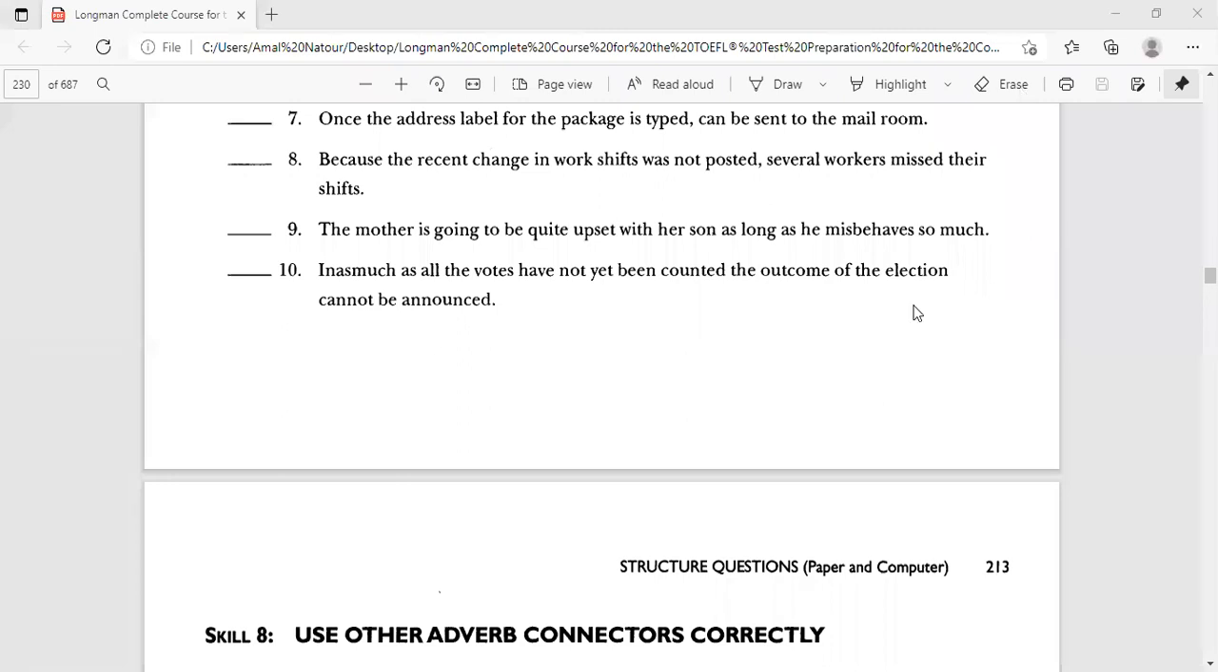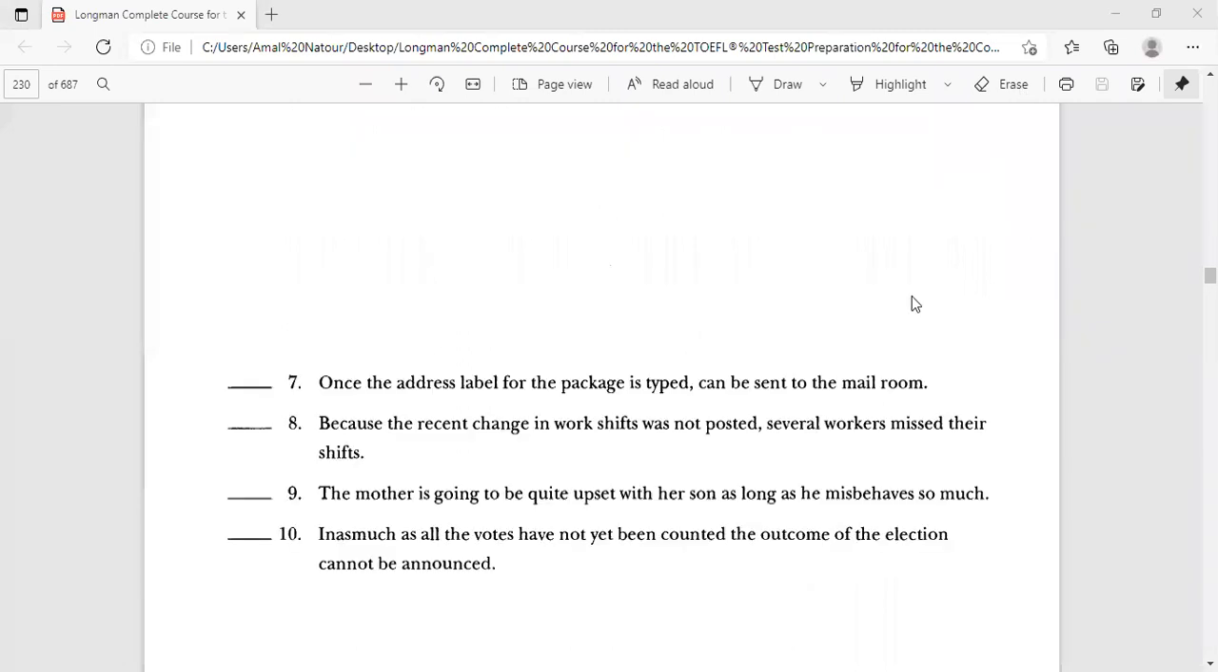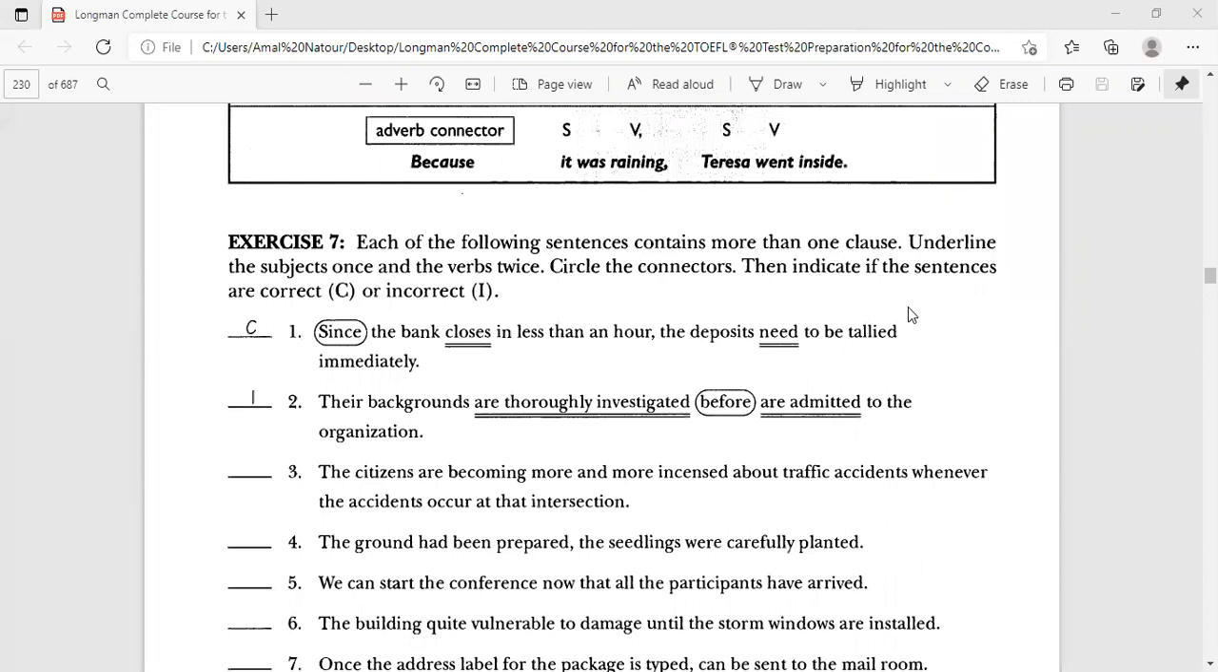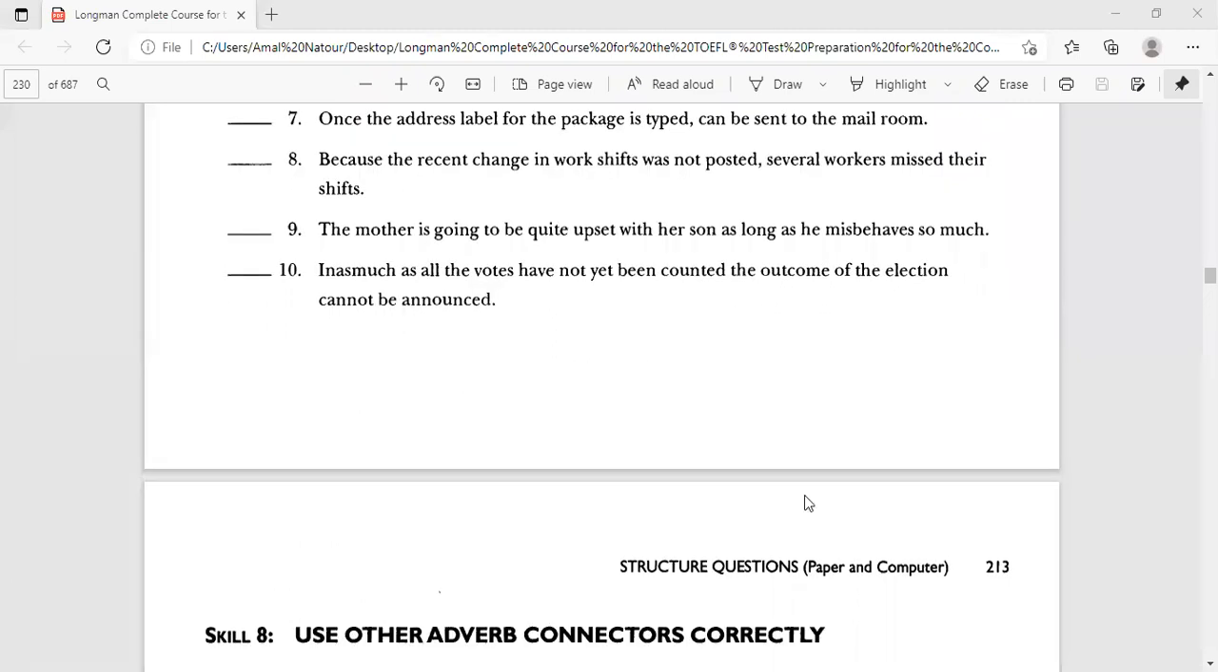Let's now, after we've finished exercise 7, start with another skill, which is to use other adverb connectors correctly. Adverb clauses can express the idea of time and cause, as I've said before, right? As you saw in skill 7, the adverb clauses can also express a number of other ideas.